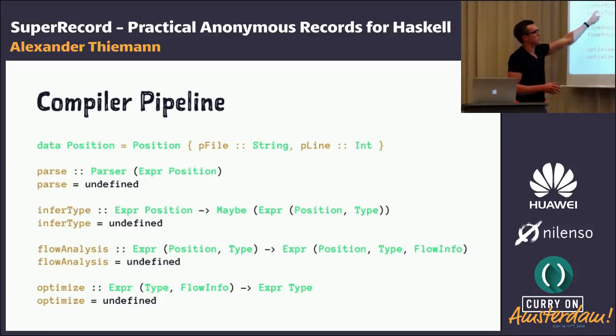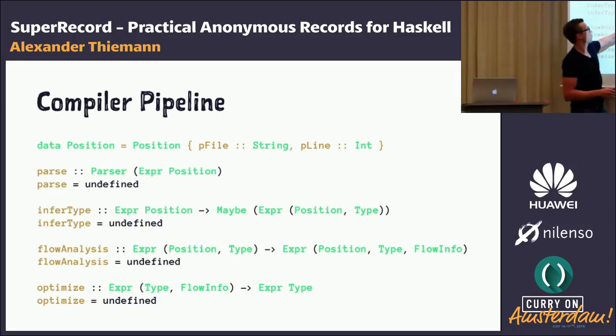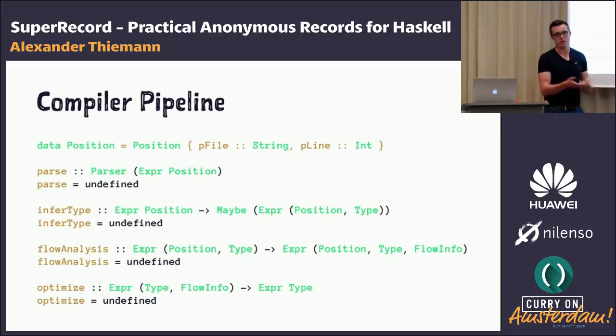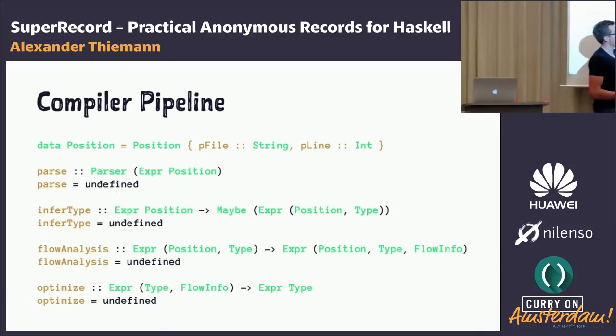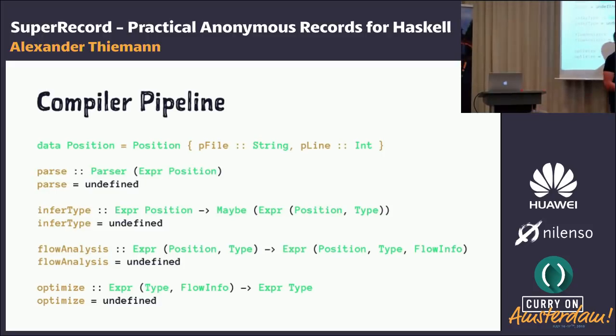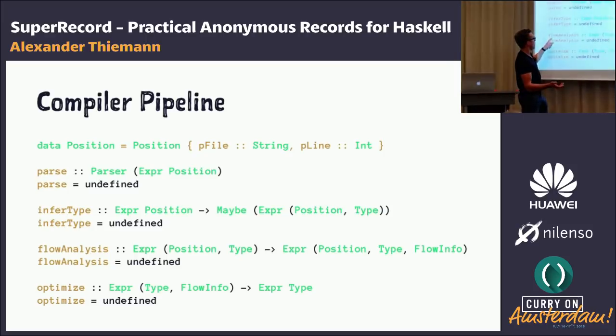In your type inference function, you take this thing with the position. You need the position here because you want to report error messages when there's a type error. And you give back a new expression that keeps this position around because maybe the next step in the pipeline will still need it. And you add in the type you inferred for all your expressions, right? And you can imagine other steps. Now you have a flow analysis maybe that takes the position and the type and adds something to it.